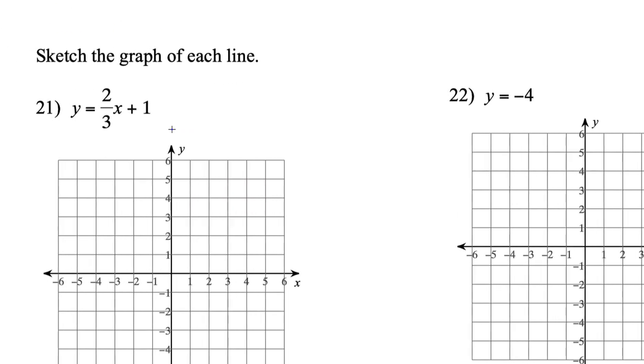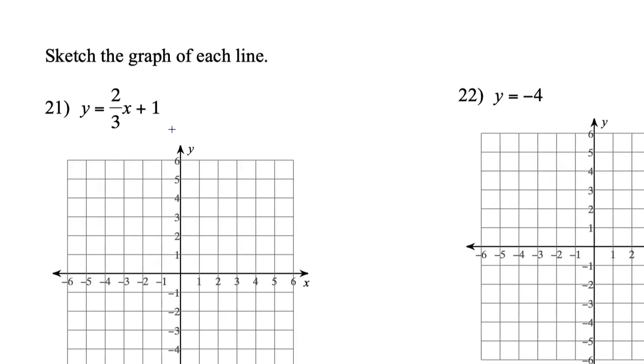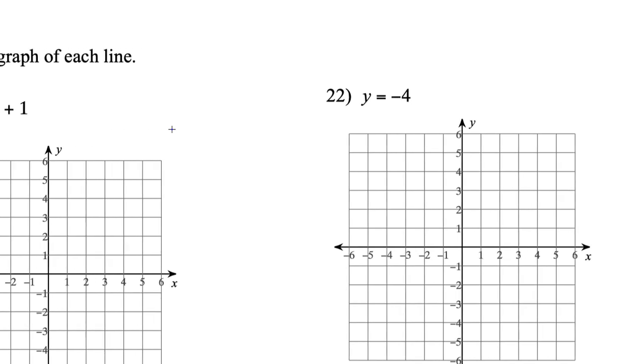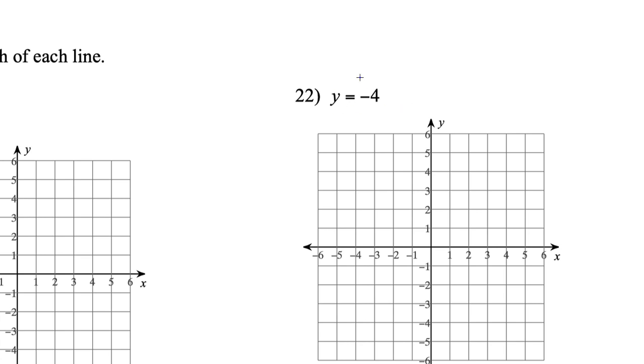22. All right. I highly recommend looking at your notes, the difference between horizontal and vertical lines, because those are going to be on the test. This one is going to be a horizontal line. The way that I know that is y is -4. So on this y-axis, I'm going to come down here to -4 and make a point. I think most people made that point.